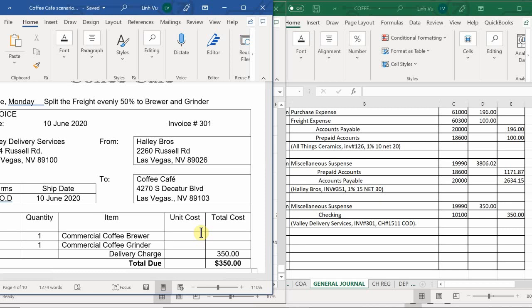I'm going to say, well, these are two machines. They're pretty big. They probably weigh about the same amount. So I'm going to say 50% goes to the coffee brewer, 50% goes to the coffee grinder. All right?